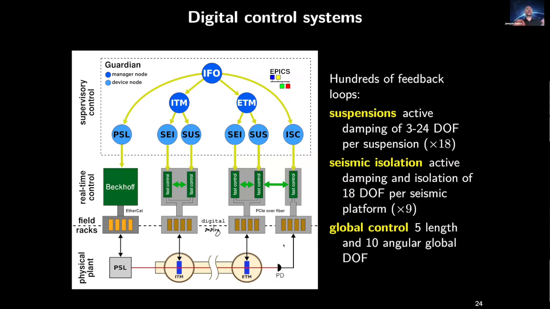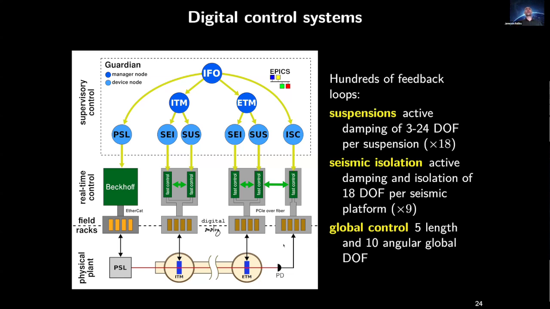All the seismic isolation systems are actively controlled. This is all done with a real-time digital control system, and all sorts of automation systems that live on top of that to help us keep the interferometer locked and also get it back to its most sensitive state after we lose lock. I won't talk about exactly what locking means, but it's part of the way that we control.